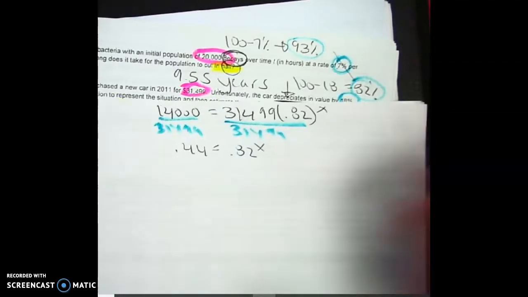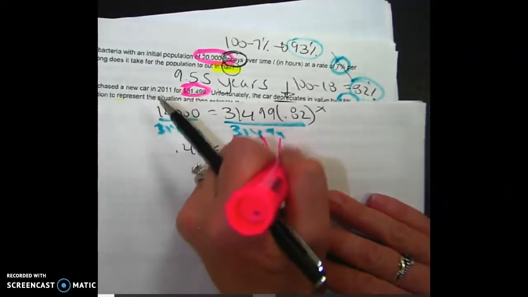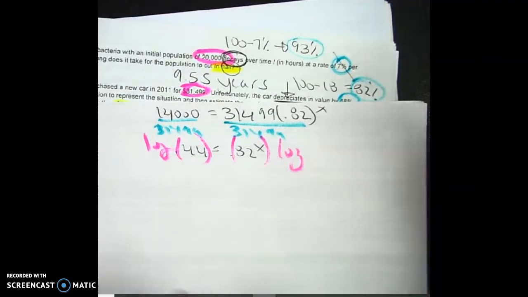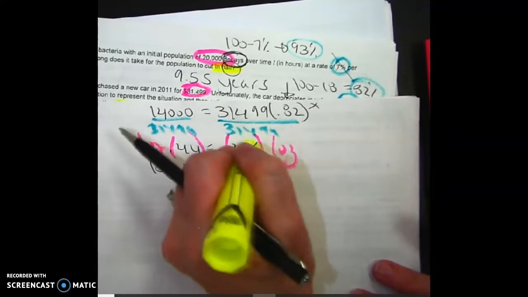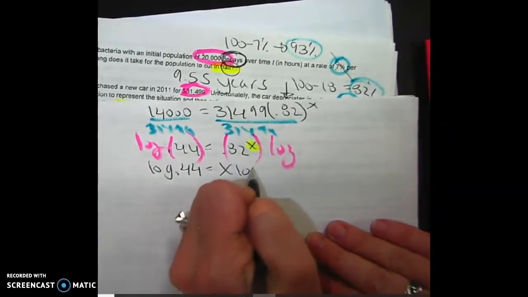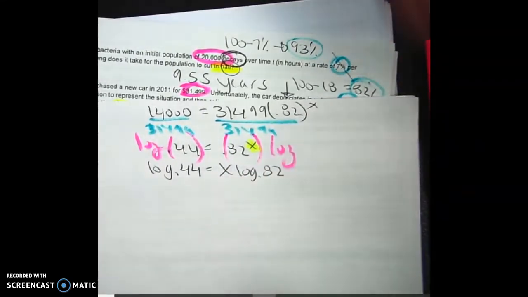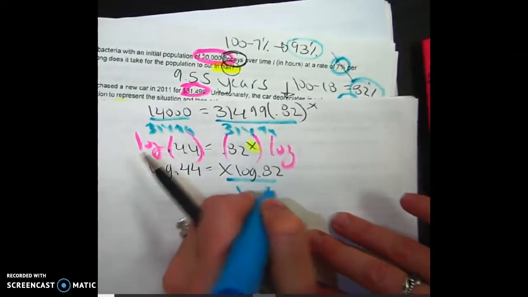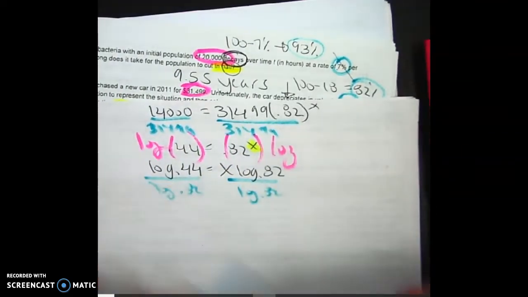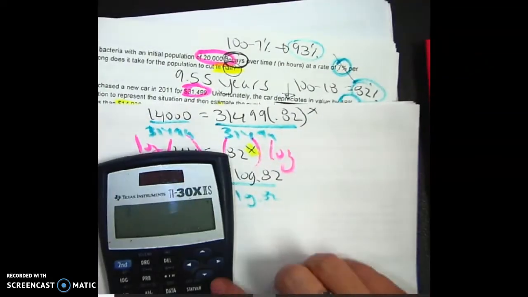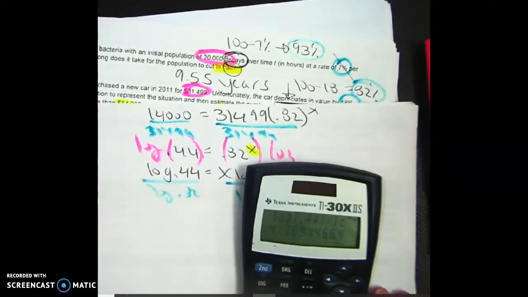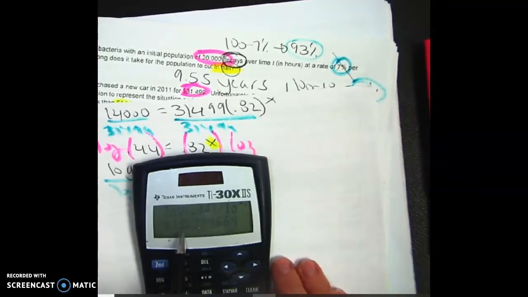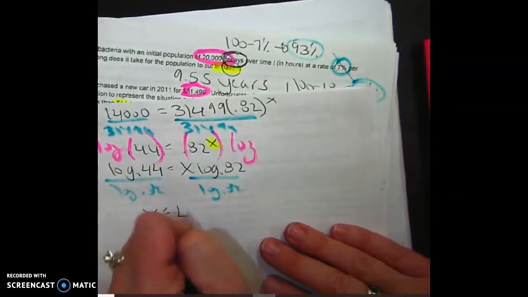And now, what do we do when we can't make the bases the same? We log it. I get log of 0.44 equals little x turns big, just like we did in the last one. Divide by log 0.82. So, log of 0.44 divided by log of 0.82. Let me double check that that's right. Yep, 4.14. So x equals 4.14.